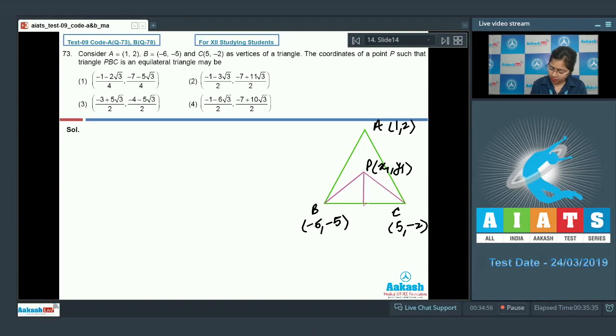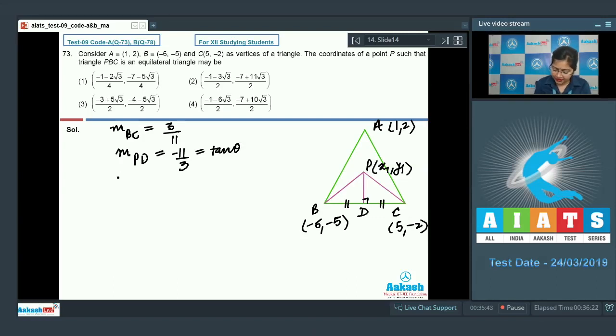So let us drop a perpendicular from P on BC, which will be, let us say, PD, where D will be the midpoint of BC, because it is an equilateral triangle. Now let us firstly find the slope of BC. That will be equal to minus 2 minus minus 5, that is 3, upon 5 minus minus 6, that is 11. Now we have slope of BC, so we can say that slope of PD will be equal to minus 1 upon slope of BC, that is minus 11 upon 3. Let us say this is equal to tan theta.